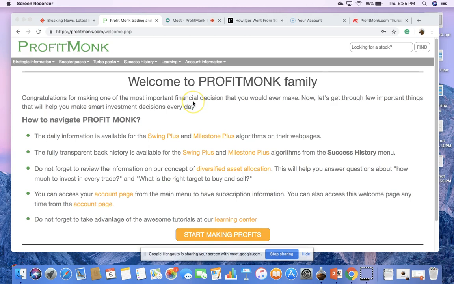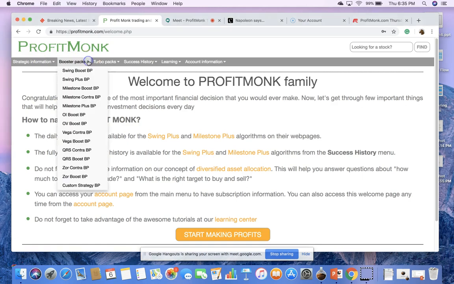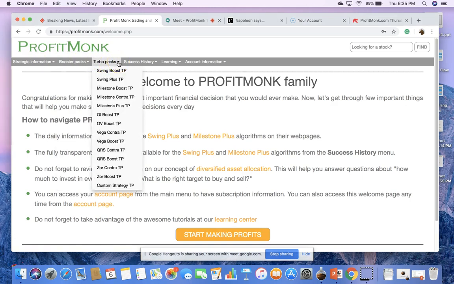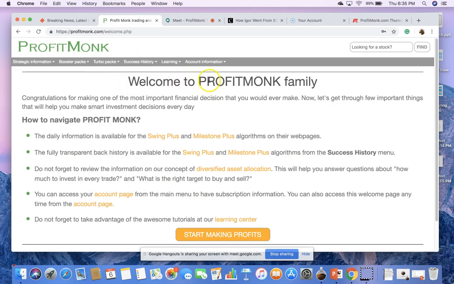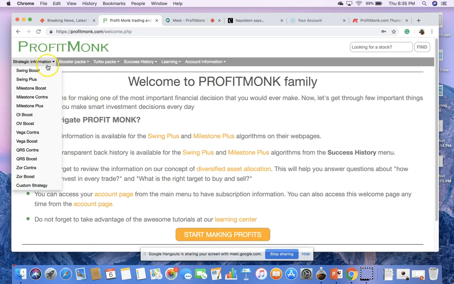So we will discuss that, and then we will spend a little bit of time on what are the booster pack strategies and what are the turbo pack strategies. Okay, so let's first go to one particular piece of information which is here. Do you guys all understand the purpose of the custom strategy link?